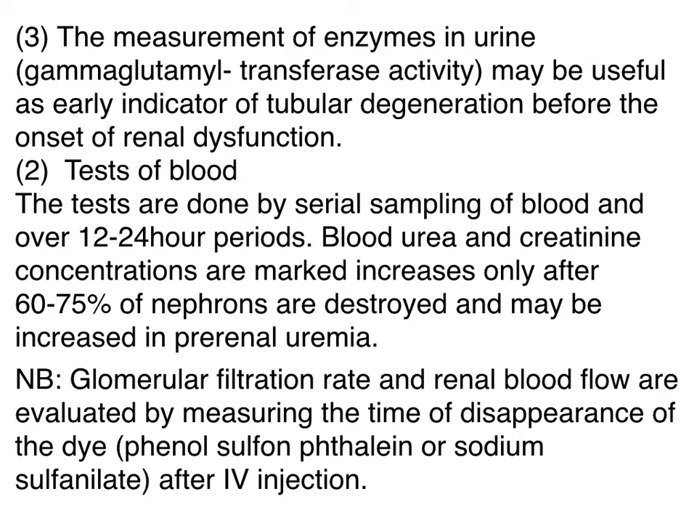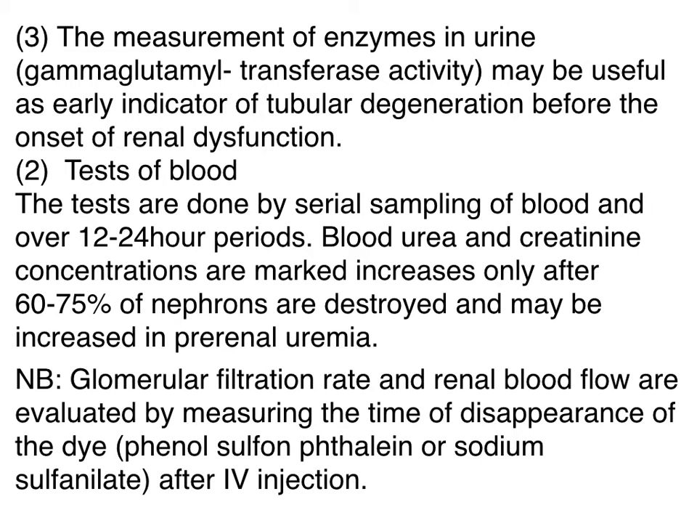الفحوصات الأخرى وهي measurement of enzyme جدا مهمة لأنه العديد من الإنزيمات راح يصير بها اختلاف نتيجة تحطم بعض المكونات من الأنسجة فلذلك تظهر لنا بعض الإنزيمات في اليورين. مثال على ذلك gamma glutamate transferase activity may be useful in early indicator of tubular degeneration before the onset of renal dysfunction.